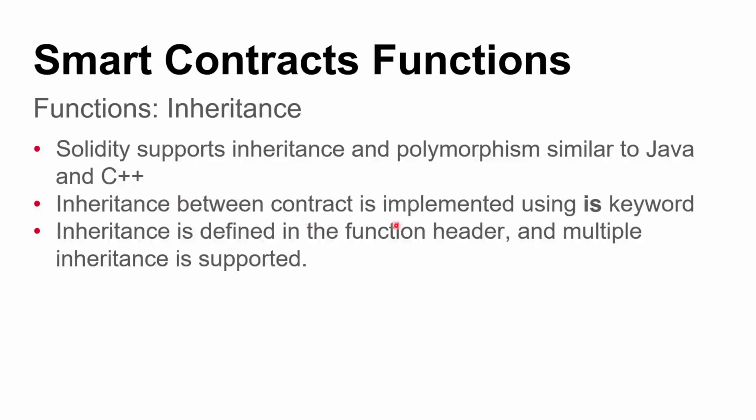Inheritance. Solidity supports inheritance and polymorphism in a way similar to how Java and C++ support it. Inheritance between contracts is implemented using the is keyword. Inheritance is defined in the contract header, and multiple inheritance is also supported.